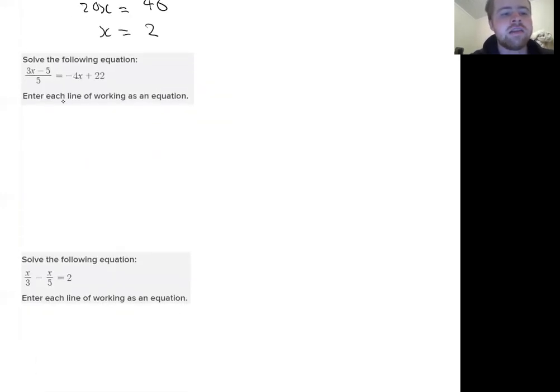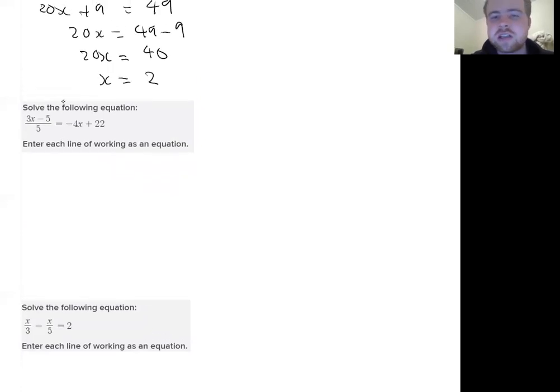All right, now this time we have a fraction. This is an equation with just one fraction. Okay, we've got to get rid of that fraction first. We don't like the fraction, it makes it harder. Let's first get rid of that fraction.